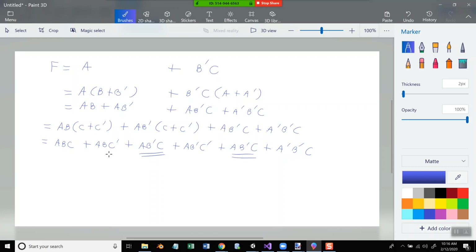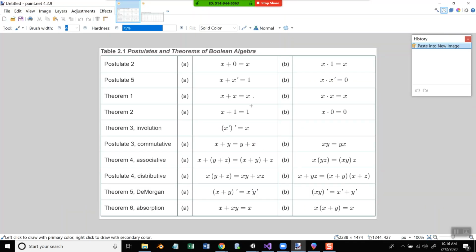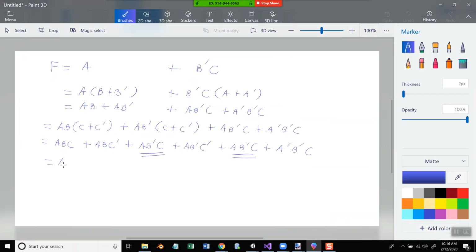I think that's it. Now, when you got two things added together and they're the same, theorem 1a says X plus X gives us X. So one of them will drop away. So this becomes ABC plus ABC prime plus AB prime C plus AB prime C prime, and that drops away, plus A prime B prime C. So again, duplicates, you just drop one of them.